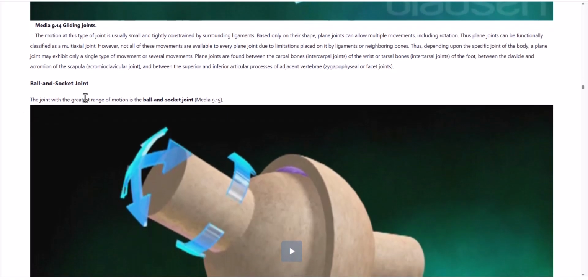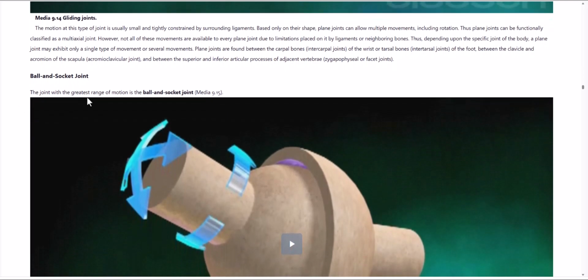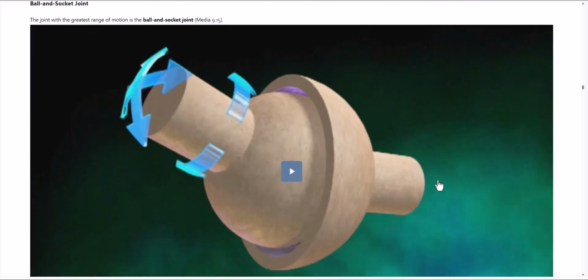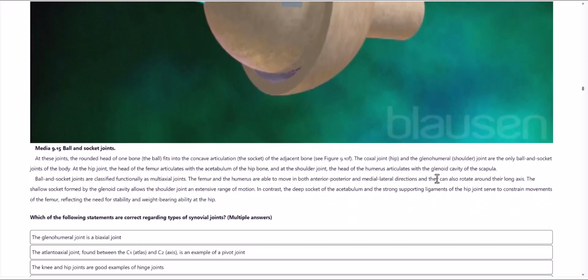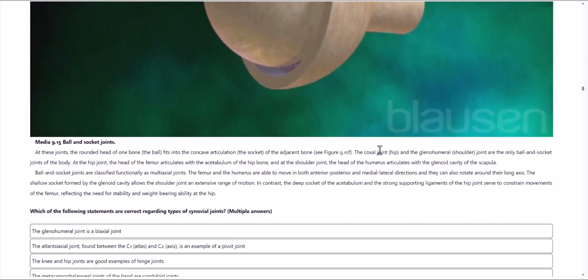And your ball and socket joints are the joints with the greatest range of motion, right? They've got multi-axial movement in all 3 planes. And the 2 examples here that I want you to appreciate are the coxal joint, aka your hip joint, and the glenohumeral joint, your shoulder joint. Those are the two ball and socket joints in your body.